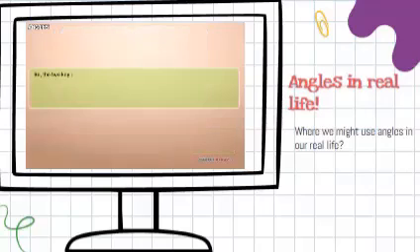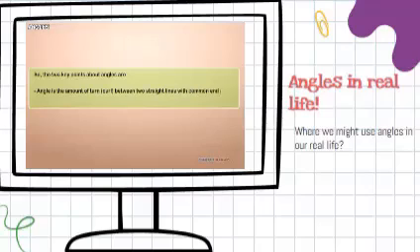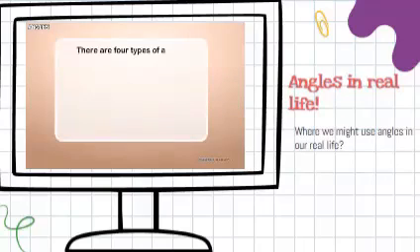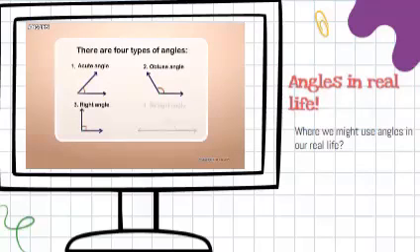So, the two key points about angles are: an angle is the amount of turn, or curl, between two straight lines with a common end point. It is measured in degrees. There are four types of angles: acute angle, obtuse angle, right angle, and straight angle.